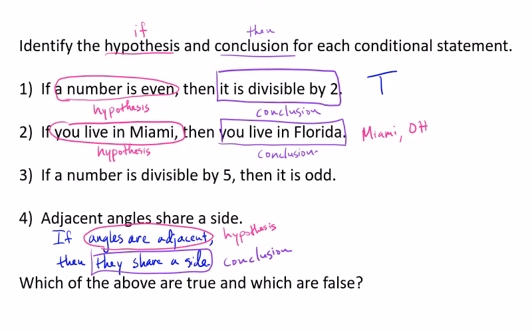Number 3, if a number is divisible by 5, then it's odd. I'll let you tackle that one. And number 4, adjacent angles share a side. That's true by definition. Adjacent angles do share a side. So number 2 is false, and 1 and 4 were true.